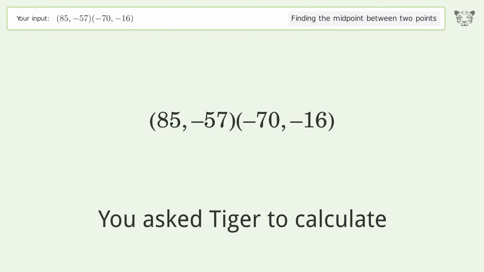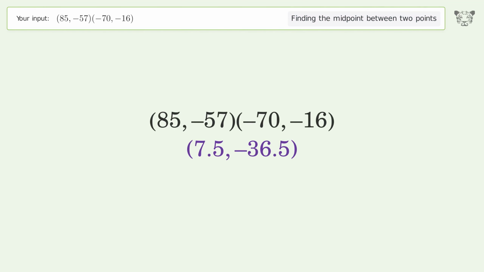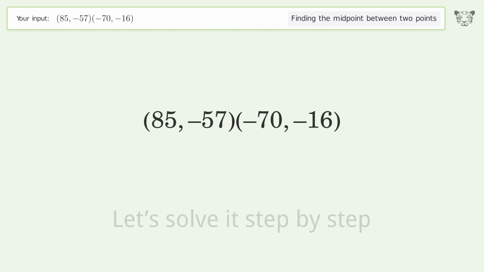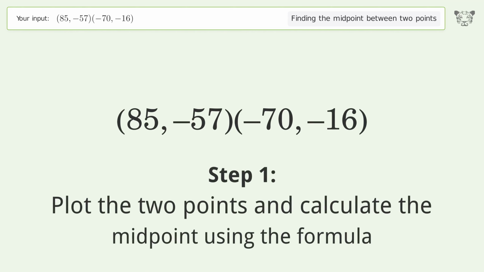You ask Tiger to calculate. This deals with finding the midpoint between 2 points. The midpoint between the 2 points is 7.5, negative 36.5. Let's solve it step by step. Plot the 2 points and calculate the midpoint using the formula.